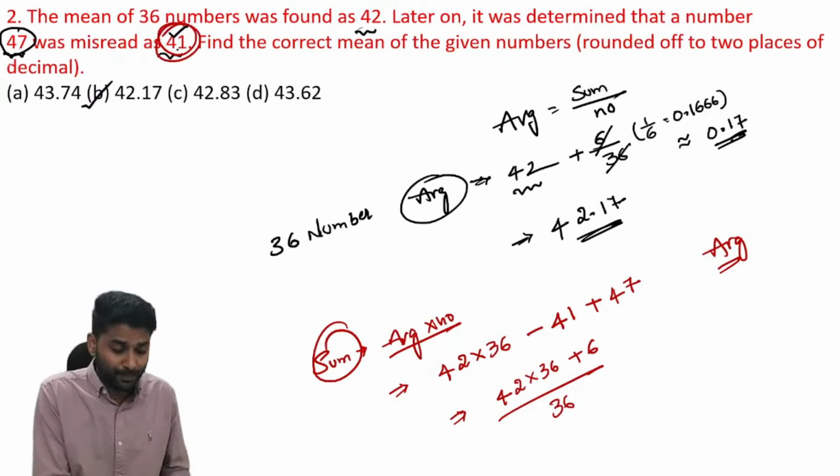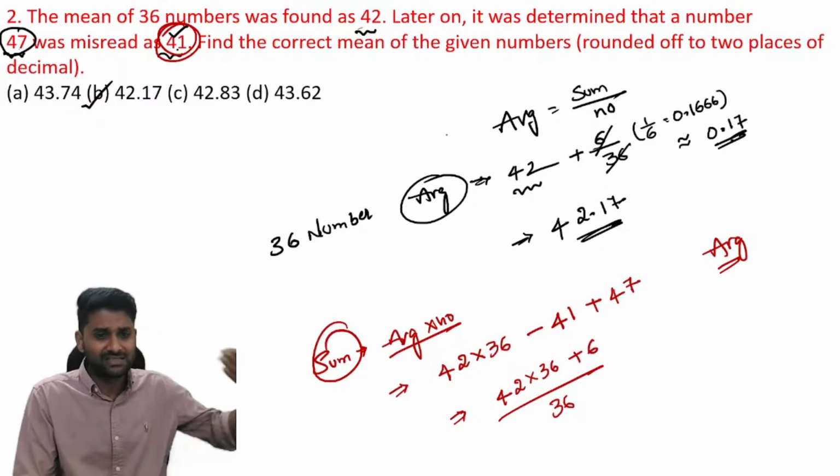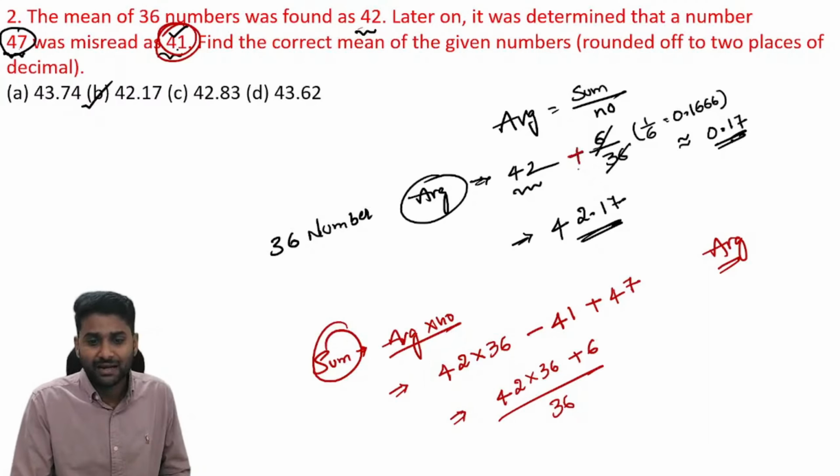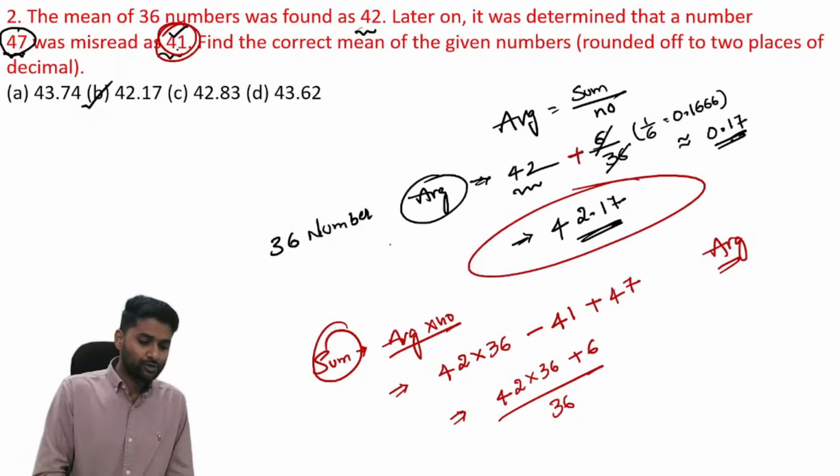Instead of 41, if you place the original number, definitely the average increases. So we have to add. Now, how many units? We have to add 6 units, but we are not focused on the sum. We have to focus on the average. That's why the sum is 6, and in total we have 36 quantity. So if 6 is divided by 36, it becomes 0.17. Then the total value is 42.17.